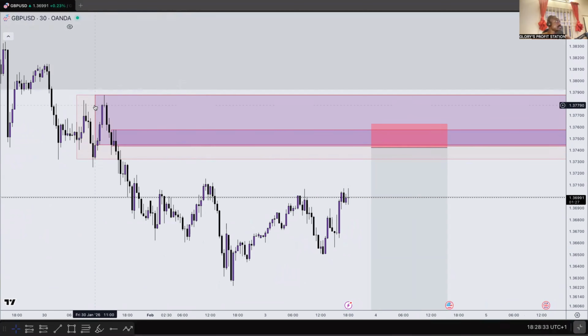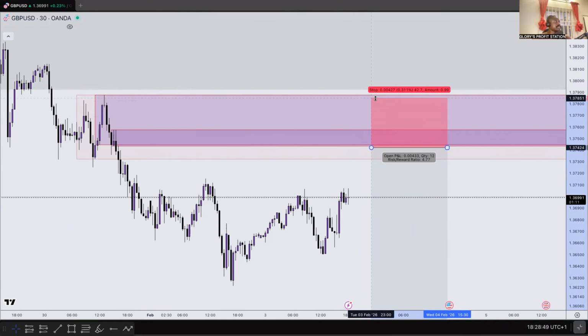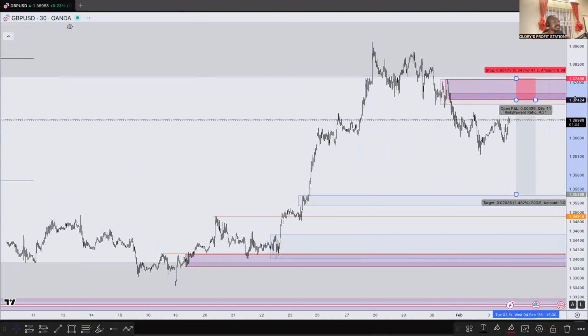The bigger box here is the 1-hour time frame, and the smaller one here is the 30-minute time frame. All right, so you can go with either one of them. So your stop loss based on the 1-hour time frame would be a lot bigger. That would be like a 47 pip stop loss, and you would only have a 1:4 out of that trade.